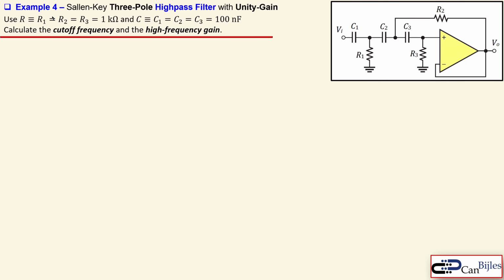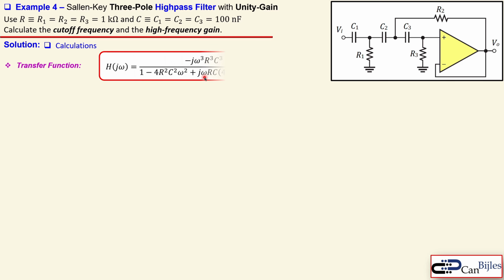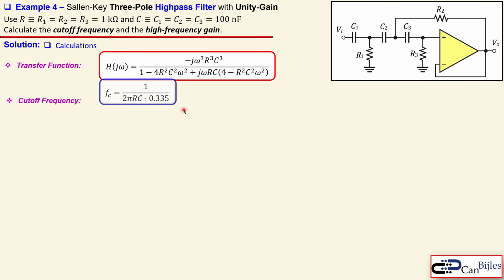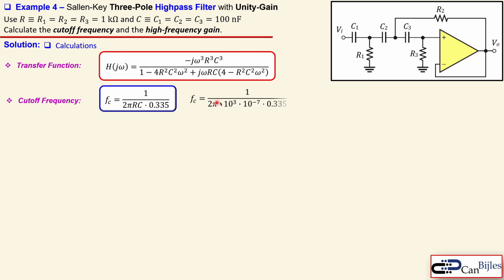Okay, so let's go now to example number 4, the Sallen-Key, now in this case, high-pass filter, 3-pole. Again, unity-gain feedback configuration. I have the same resistors and the same capacitor as before. I go again to the calculations and first look at the transfer function for completeness, and now look at the cutoff frequency. We know that we now have the scaling here in the denominator for the high pass. Substitute the values and we have now 4751 Hertz. And the high frequency gain here is also 1, so it's again 0 dB.